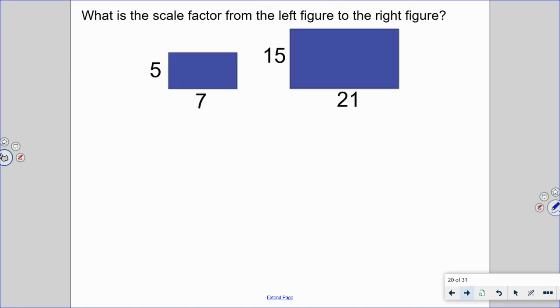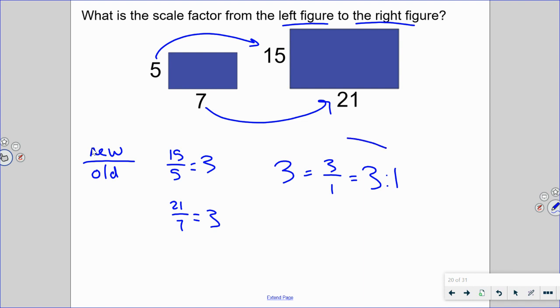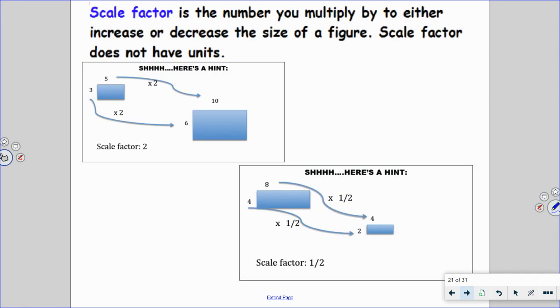All right, let's practice that. What's the scale factor? Take a moment and then come on back. It does say left to right, so we're talking 5 to 15. I like to draw the arrows just so I don't make a mistake on that. So the new guy is 15, and that corresponds with 5, or you could have written 21, that corresponds with 7. In either case, we can say that the scale factor is 3. You can write it as 3 to 1. The new figure is 3 times the size of the old figure.